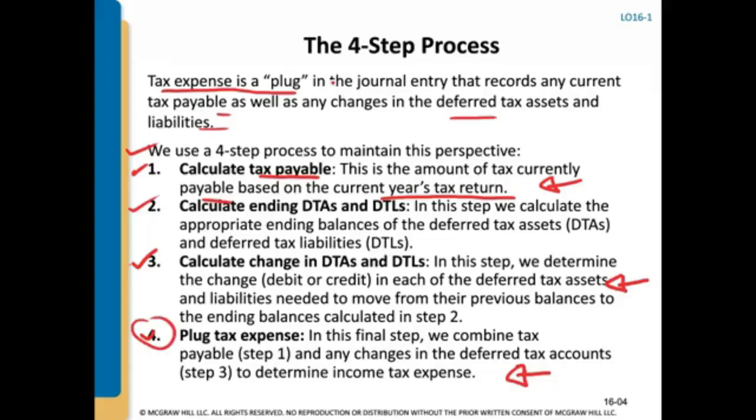I've said this before, I'll say it again. When we have changes in deferred tax assets and liabilities, usually the journal entry should go to income tax expense. There are circumstances where it might not, but for an intro to income tax accounting within intermediate accounting, this is what we're going to assume, that it always goes to income tax expense.